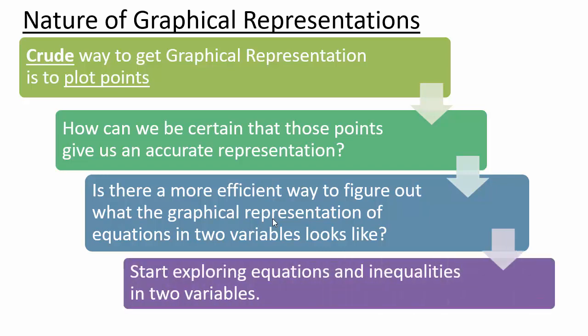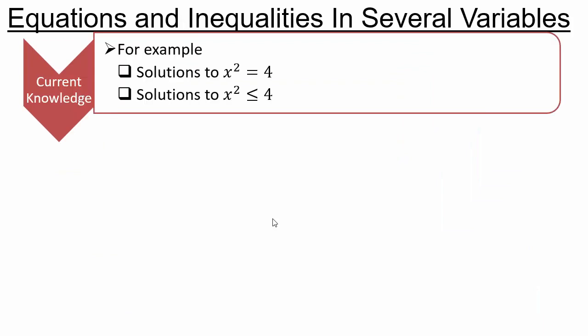So let's start exploring equations and inequalities in two variables. You've already seen that our current knowledge is, if you had an equation in one variable, x squared equals 4, that would be represented on a number line with -2 and 2 as solutions. If I wanted solutions to the inequality in one variable, x squared less than or equal to 4, that would represent the set of all points between -2 and 2, including -2 and 2.